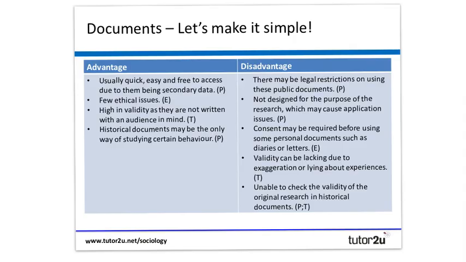Validity may be lacking due to exaggeration or lying about experiences, so that's going to be a theoretical problem because again we're not getting data that's high in validity. And we're unable to check the validity of the original research in historical documents. So this in itself is a practical problem because you're unable to go back and test it again yourself, so we can't access that group. That's why it's a practical problem, but also theoretical, because what we're potentially going to see here is a bit of a methodological problem. So we are unable to test the validity and the reliability of the research again because it's based in a unique old subgroup which exists.